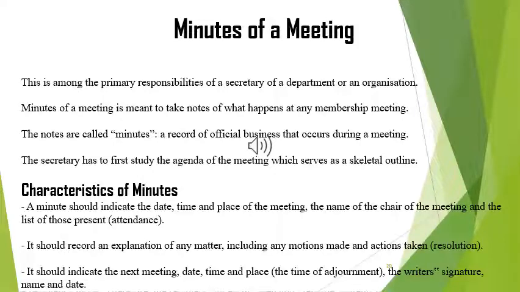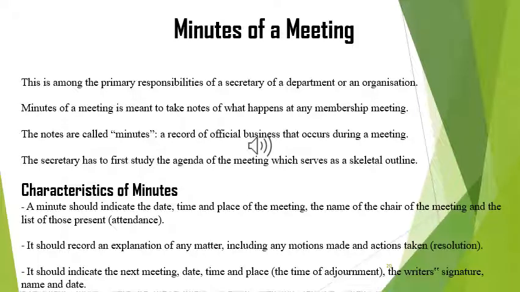So minutes of a meeting is meant to take note of what happens at any membership meeting. The notes are called minutes because it's a record of official business that occurs during a meeting. And the secretary has to first study the agenda of the meeting, which serves as a sort of skeletal outline. Before any proper meeting, an agenda will be distributed or made known. The agenda is the topics or the concerns or the issues that are going to be addressed at the meeting.